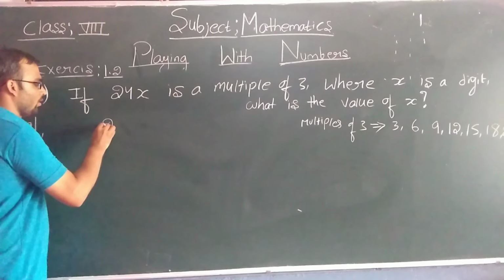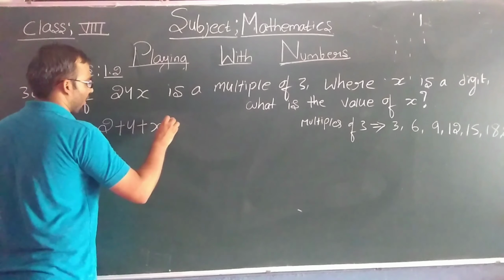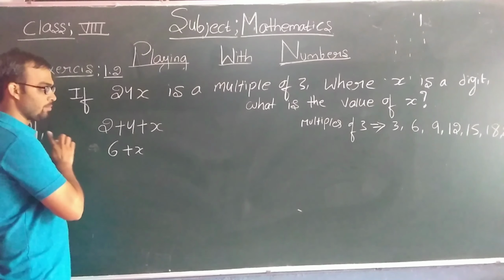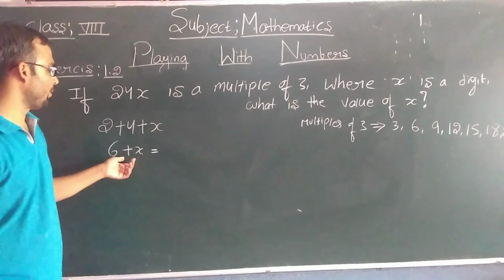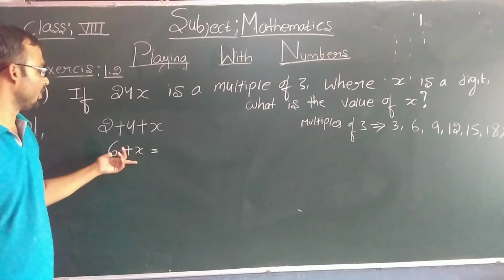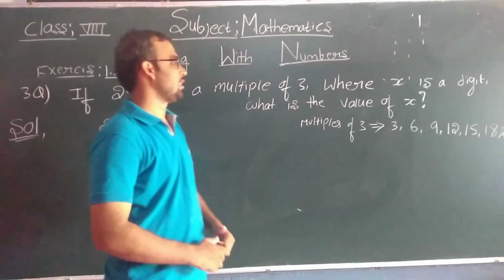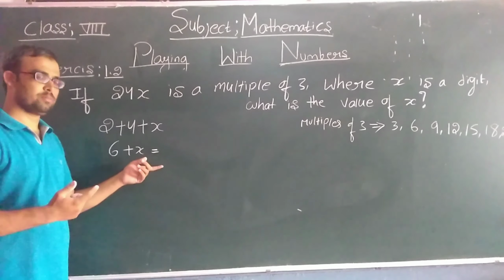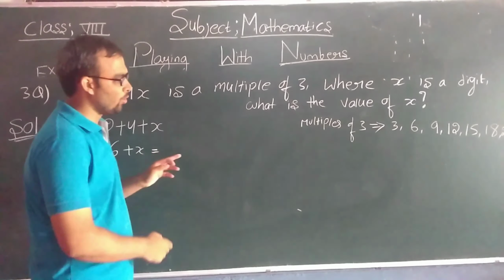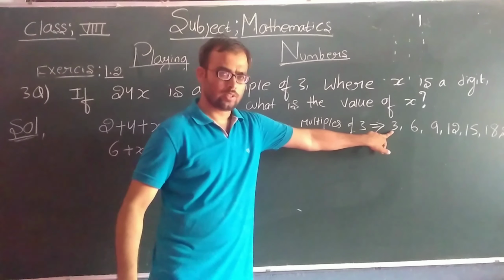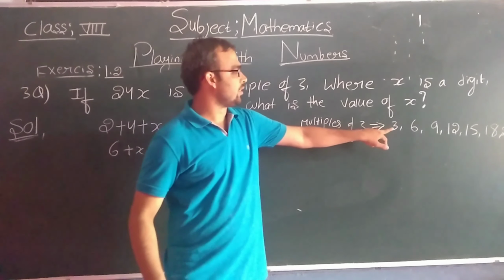Here, 2 plus 4 plus x is 6 plus x. This 6 plus x must be equal to any of these multiples. Look at here, this 6 plus x cannot be equal to 3. Why?